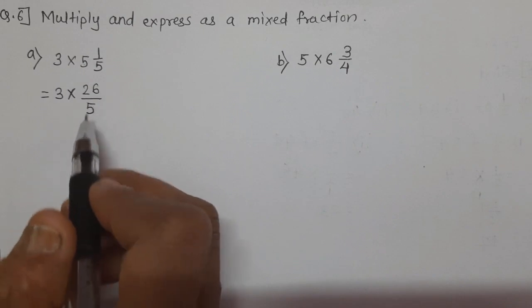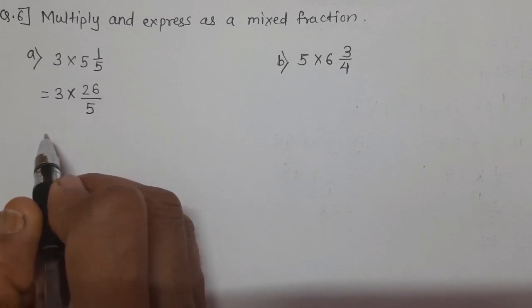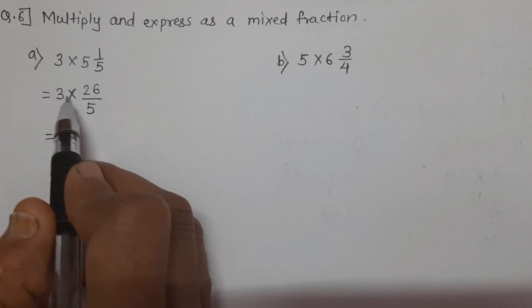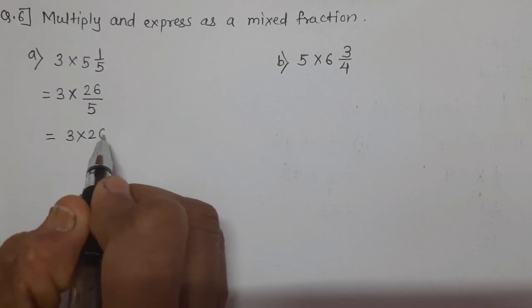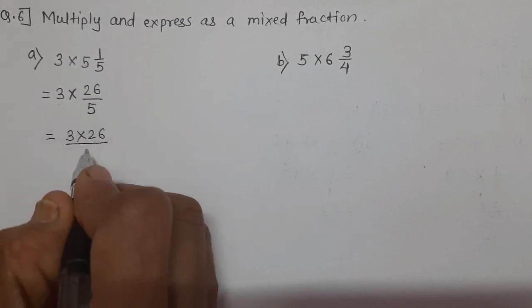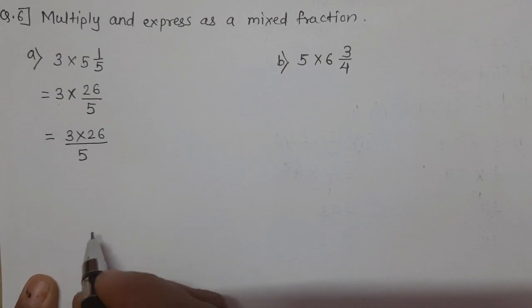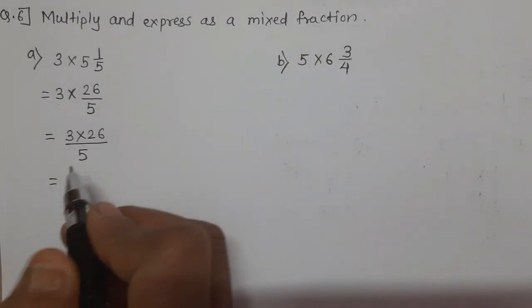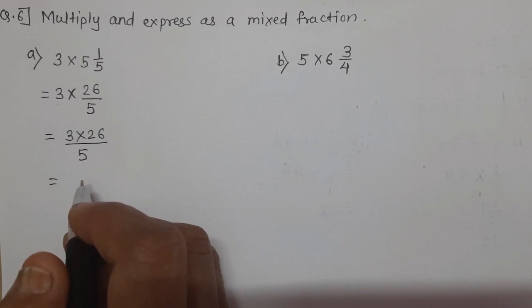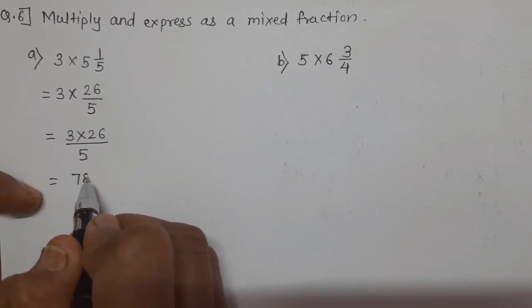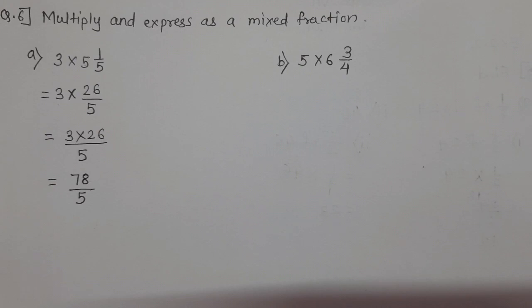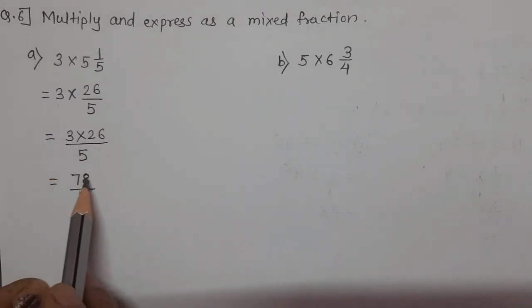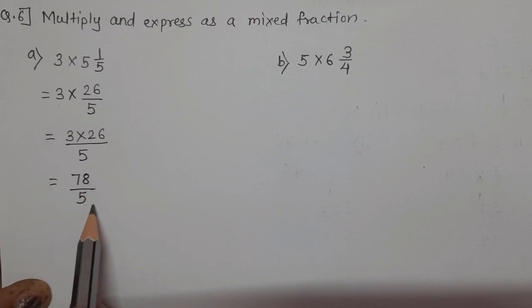Okay, so 26 upon 5 we got. Now see here, what we will do? 3 into 26. Numerator and numerator we will multiply. And here 5 ones are 5. Okay, so now see here what we will do. 26 3s are 78, 78 upon 5. Okay, now what is given in the question? Multiply and express as a mixed fraction. Now we have done multiplication. Now we got improper fraction, 78 upon 5.